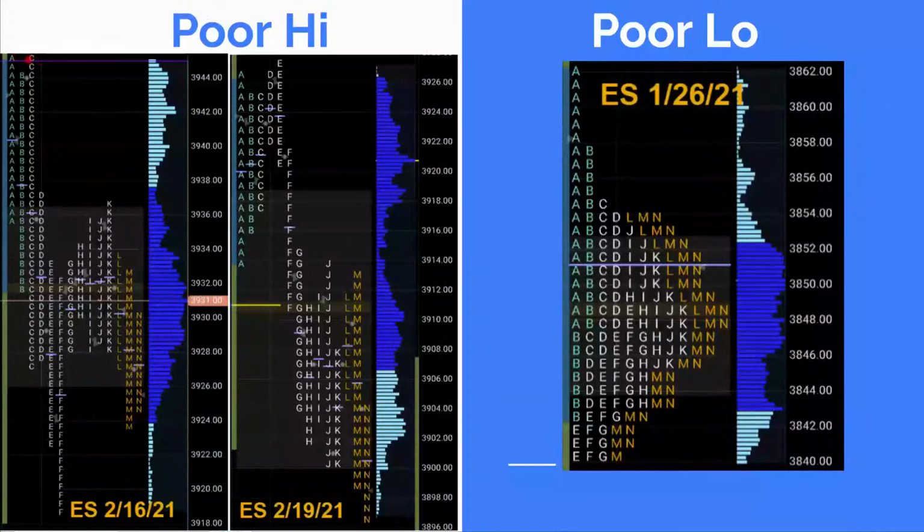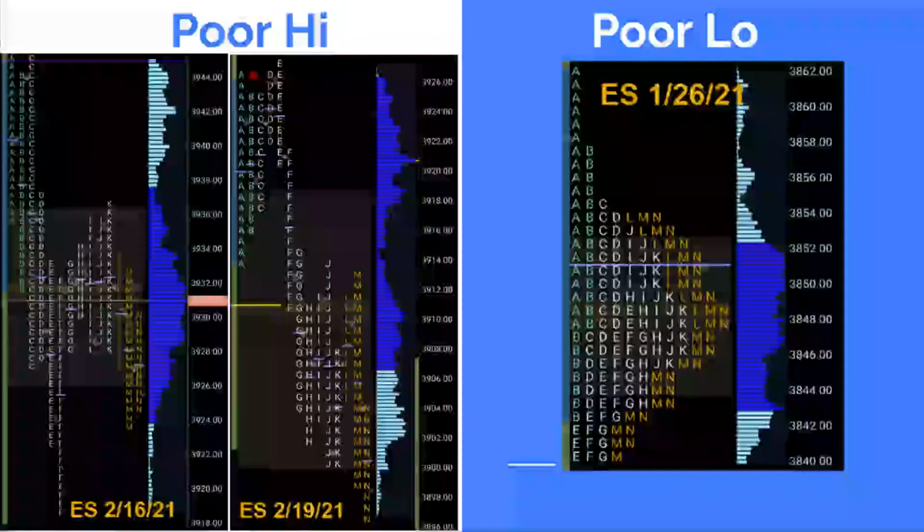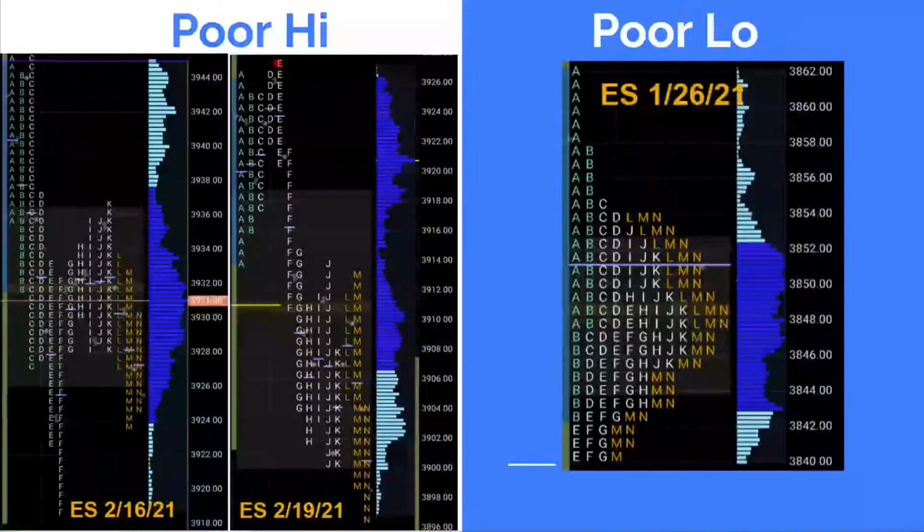And so that would be a poor high. And here, this is one where we get it. It takes it out by 1 TPO. Notice I'm not saying 1 tick. I'm saying 1 TPO. I just let the charts auto scale. I don't overthink this. You can, but you're just creating work for yourself. Let the chart just auto scale and go with it. And that's how I do it.